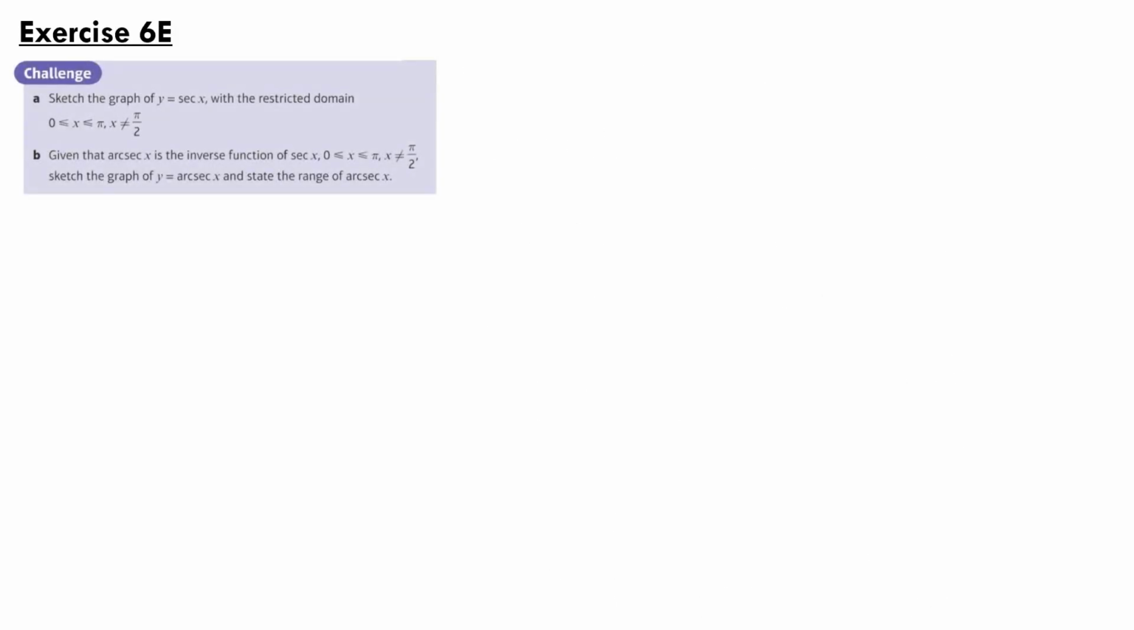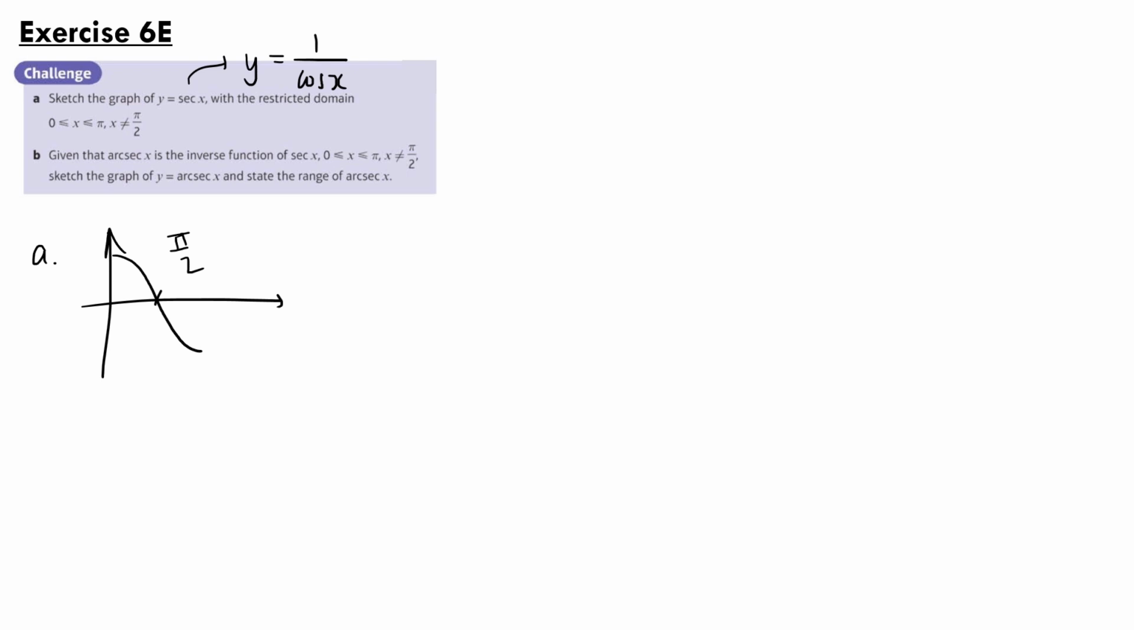Okay, and our final question is from exercise 6E. Part A asks us to sketch the graph of y equals sec x with the restricted domain 0 is less than or equal to x is less than or equal to pi, with x not being equal to pi over 2. So if we first have a look at the graph of y equals cos x, knowing that y equals sec x is 1 over cos x, then the graph of y equals cos x between 0 and pi looks something like this. Okay, here is where x equals pi over 2.